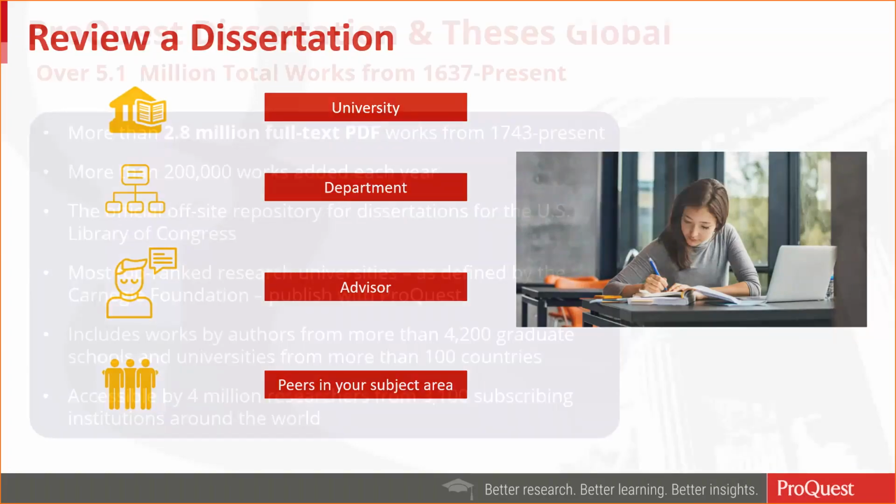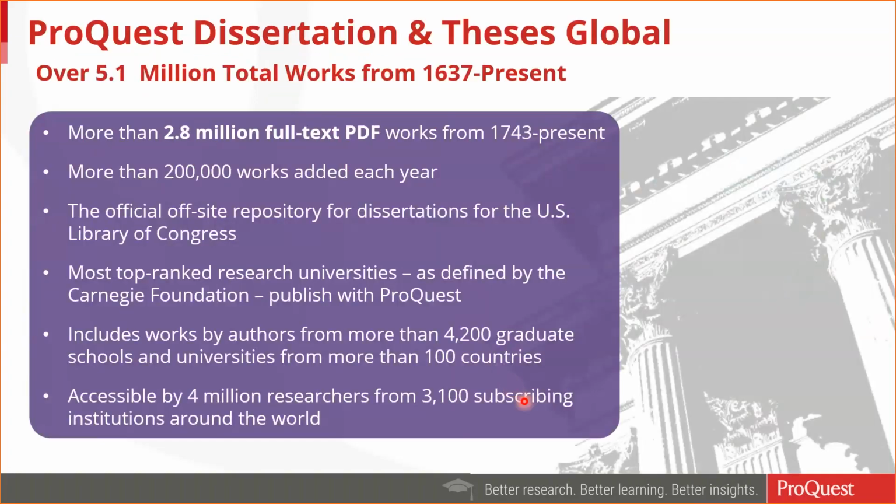That's where you have your ProQuest Dissertations and Theses Global. When you access this platform, you have access to over 5.1 million dissertations and theses, the actual graduate works, from 1637 to the current year. In actual, you have 2.8 million in full text PDF, and the works from 1743.